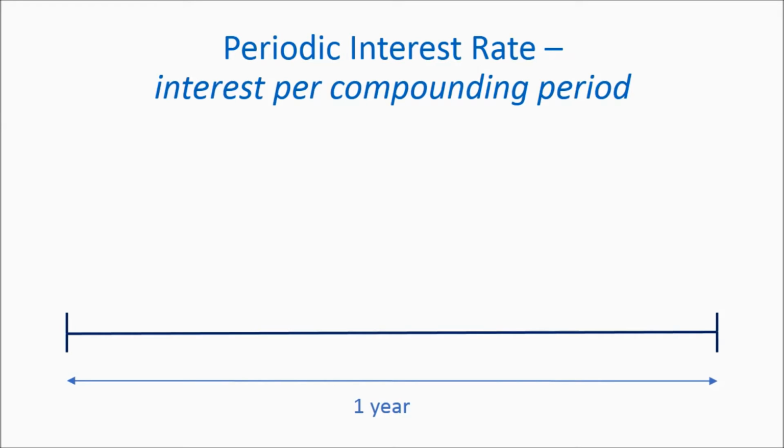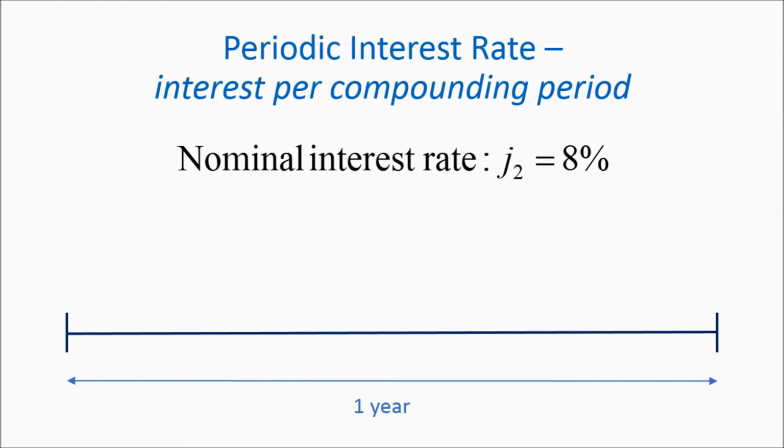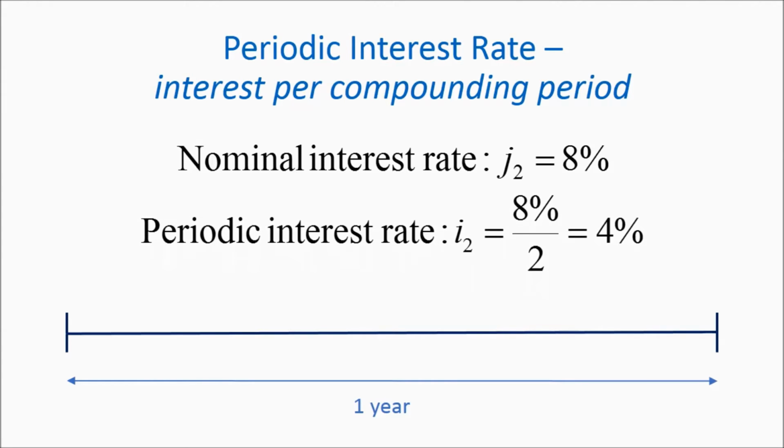Now let's talk about periodic interest rates. What is periodic interest rate? The periodic interest rate is the rate per compounding period. Makes sense, right? Periodic rate is a rate per period. For example, if you have a nominal interest rate with semi-annual compounding J2 equals 8%, your periodic interest rate is the rate per compounding period, so per half of the year.